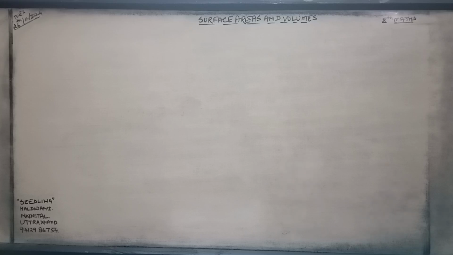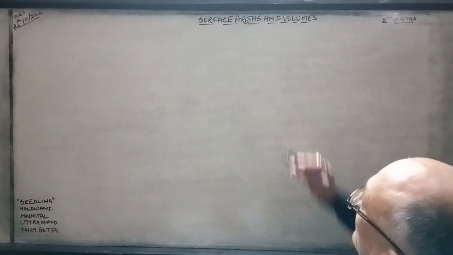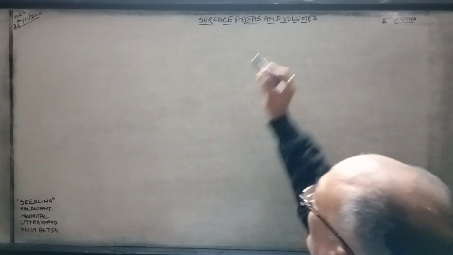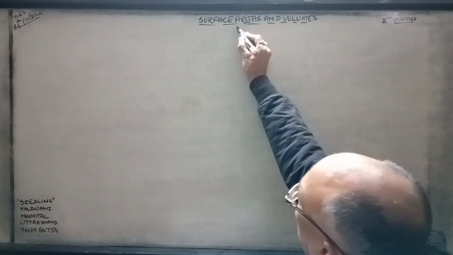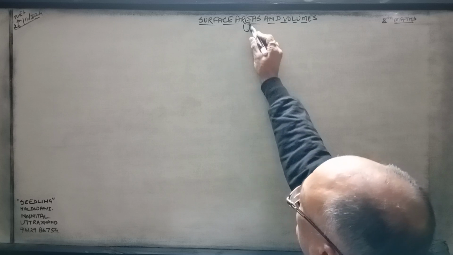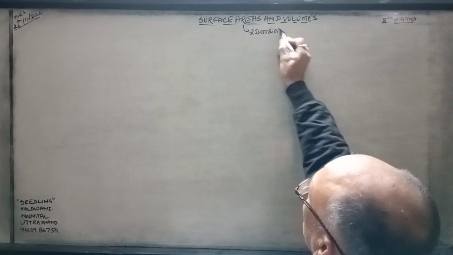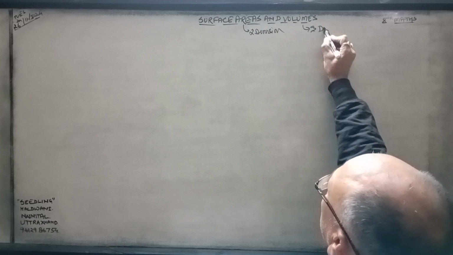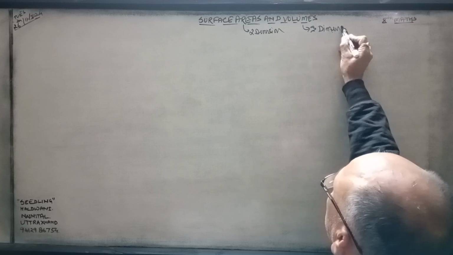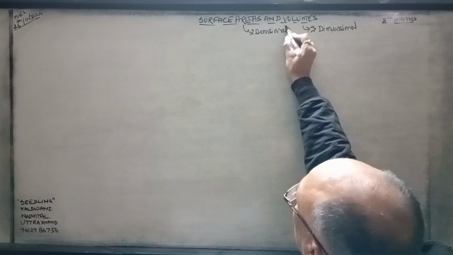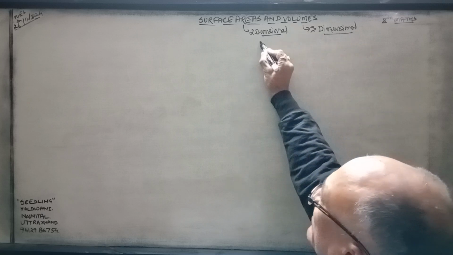Okay, now in mathematics, my topic is surface areas and volumes. So now, area, if you talk about this one, it works in 2 dimensions, and volume works in 3 dimensions. It is 2 dimensional and it is 3 dimensional figures.